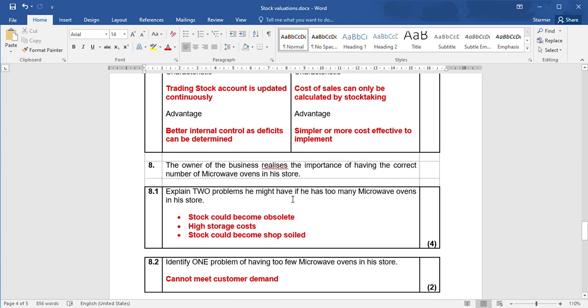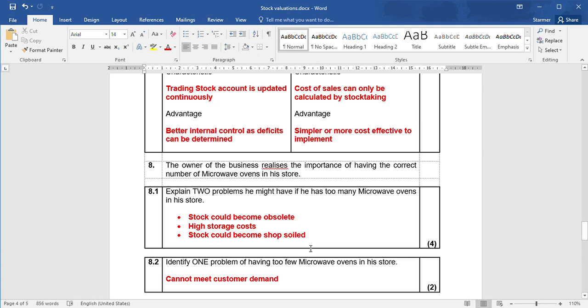Right, then the owner realizes the importance of having correct number of microwave ovens in his store. 2 problems if he's got too many microwave ovens. The stock could become obsolete. Obsolete is just another word for saying out of date. It also costs money to store the unsold microwaves as well. Rental costs are high, so if you're storing a whole lot of microwave ovens, you're going to be paying more rent than you would have to if you had less microwaves on hand. You could have bought smaller premises, for example.